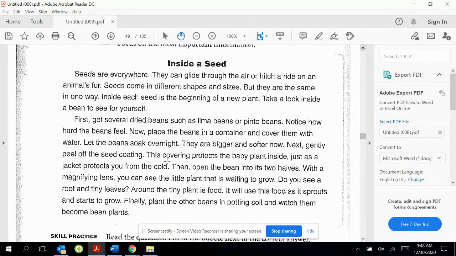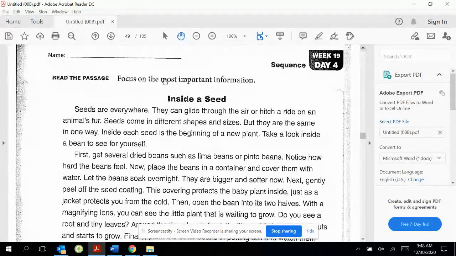As you read, it is important to pay attention to sentences that use these words. When you see these words, first, now, then, next, then, finally, you need to pay attention because it's going to tell you something important. It's going to tell you a step that you need to follow or to remember. It says focus on the most important information. So especially as we read this, pay attention when we get to these time order words.